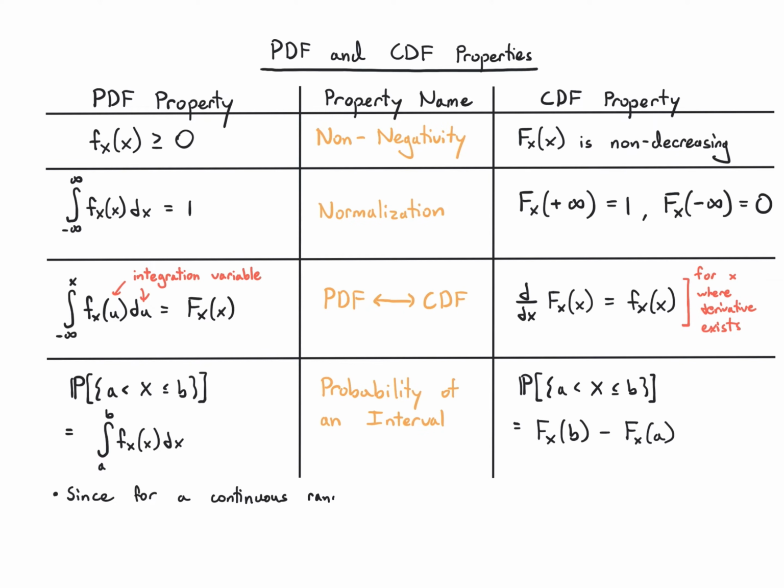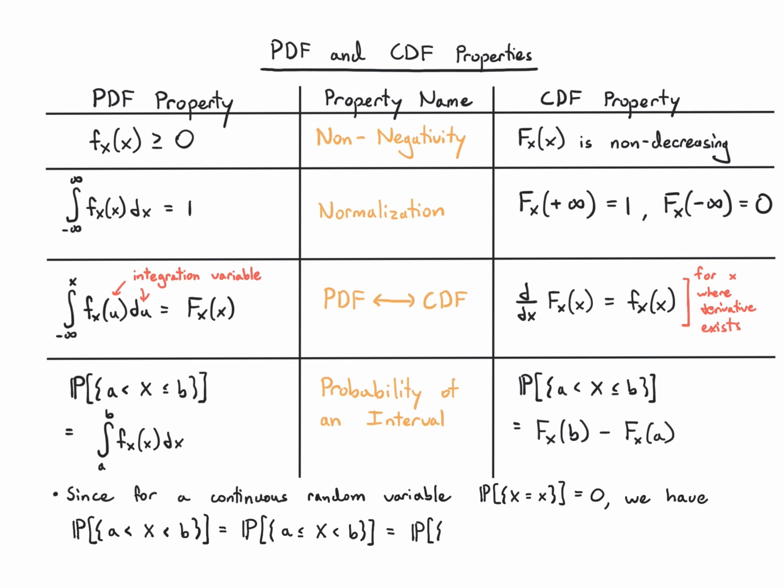And the nice thing about continuous random variables is since the probability of a specific value is equal to 0, there's no distinction between the probabilities of open and closed intervals. So you can have strict inequalities or non-strict inequalities, and that's going to be fine. You can just calculate them in exactly the same way by integrating from a to b.